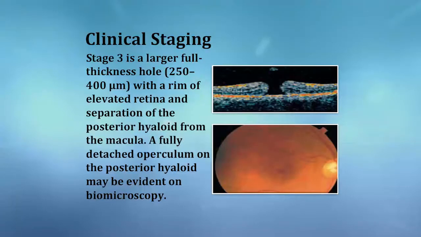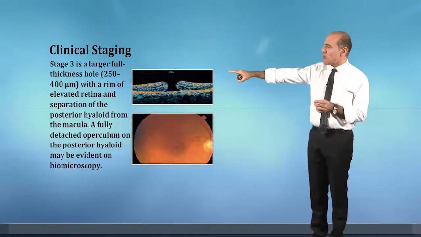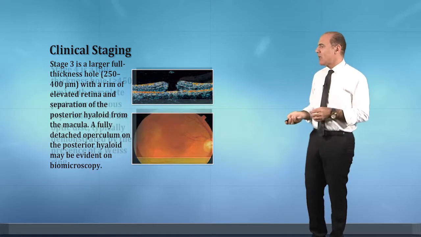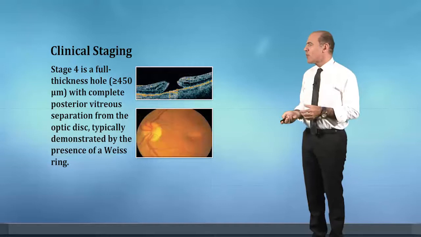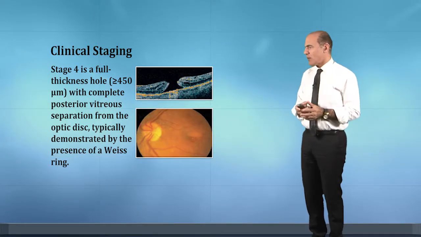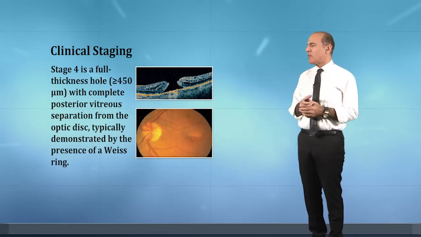And the stage 3 hole: if you see here in the OCT, there is a hole a little bit wider than normal, might be from 250 to 400 microns. That's stage 3. And you can see the floating operculum on the still attached posterior hyaloid at the top of the OCT, as you are seeing here. Finally, stage 4 hole is larger than 400 to 450 micron in size, and there is complete vitreous detachment.